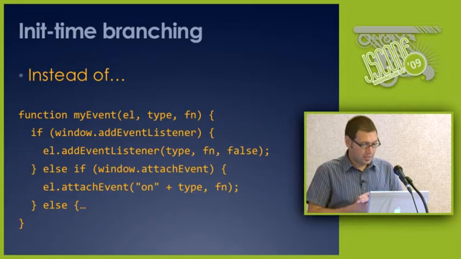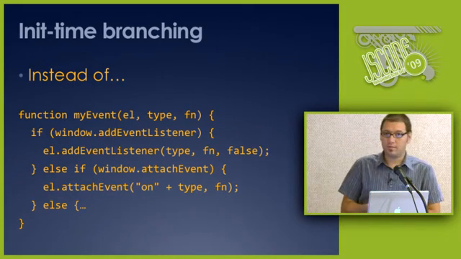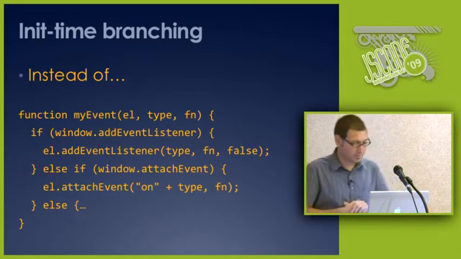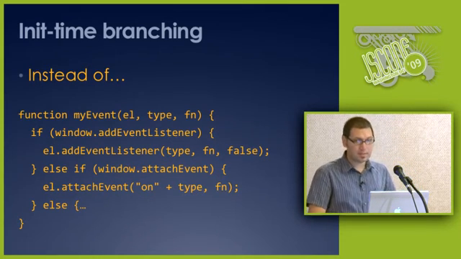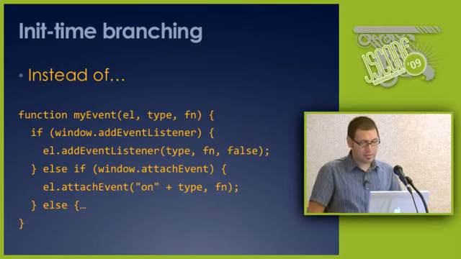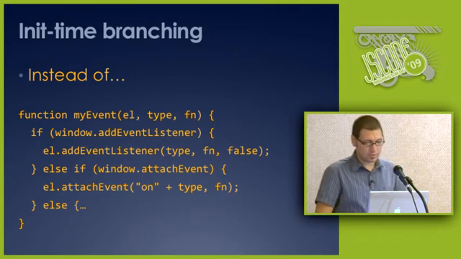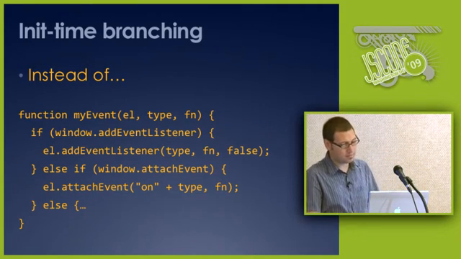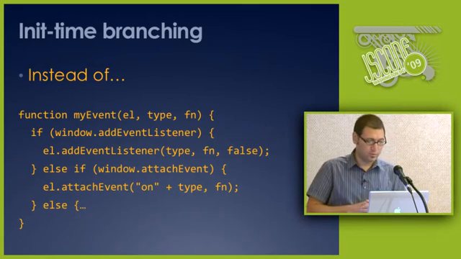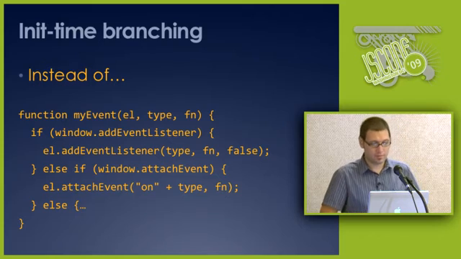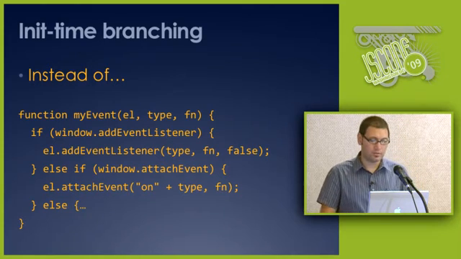Branching during the initialization, right? So I guess everybody at some point of their development life with JavaScript has done something like this. So attaching events, right? Is the add event listener supported? Yes, then use it. Oh, it's not, then for IE, use attach event and so on. So every time you use this my event function, right? Every time there's this check performed over and over again.